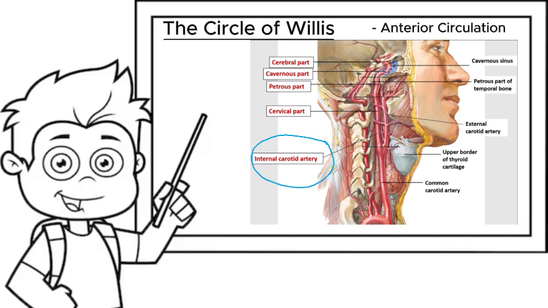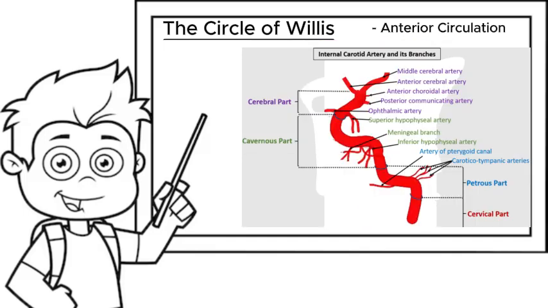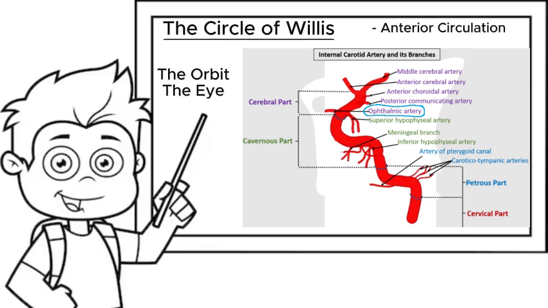It enters the carotid canal, passes through the petrous portion of the temporal bone, continues through the cavernous sinus, and then emerges into the subarachnoid space, where it gives rise to several key branches. Those branches include: 1. The ophthalmic artery, which supplies the orbit and the eye. 2. The posterior communicating artery, which connects the anterior and posterior circulations.